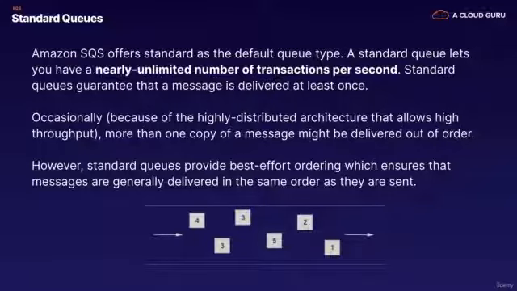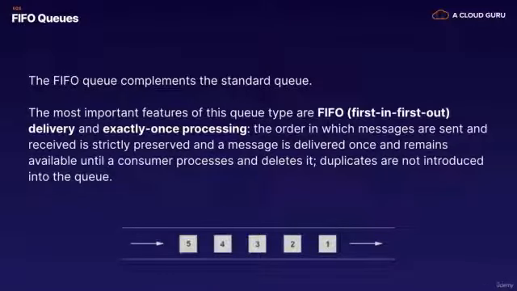However, standard queues provide best effort ordering, which ensures that messages are generally delivered in the same order that they're sent. But just remember that that is not guaranteed with standard queues. So your application needs to be able to cope with two things. One, messages being delivered out of order, and two, multiple copies of the same message being delivered twice. If your application can't cope with that, then we need to look at FIFO queues.